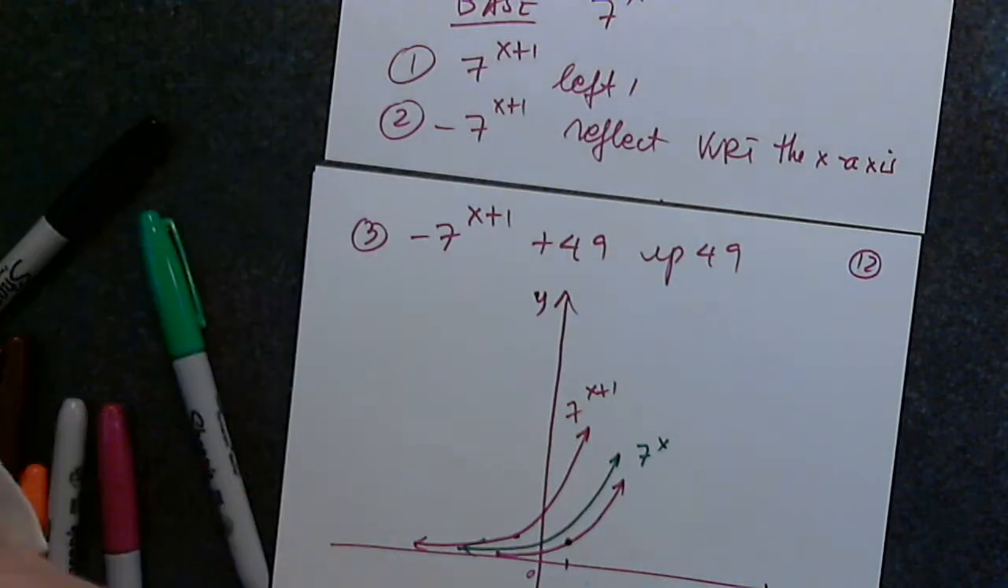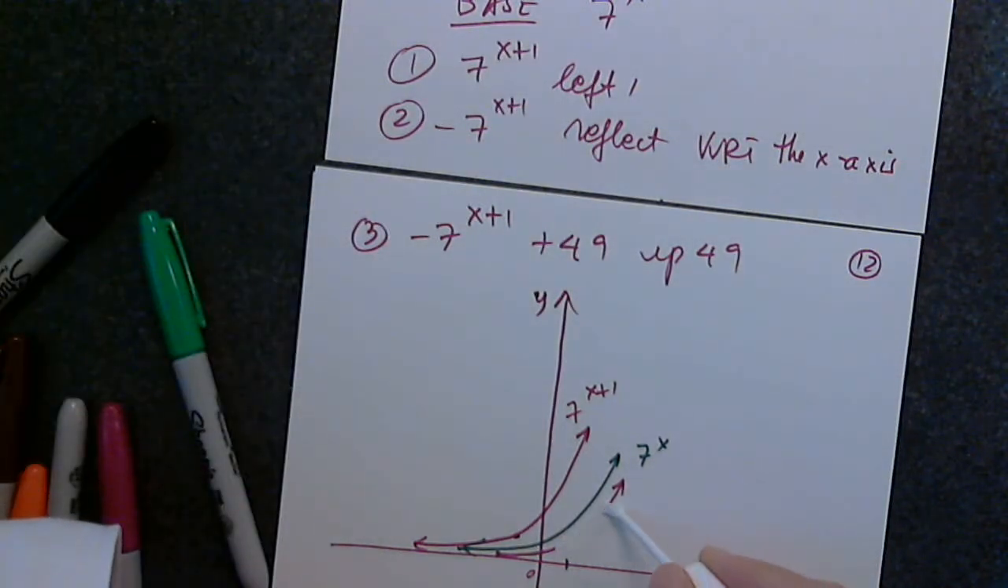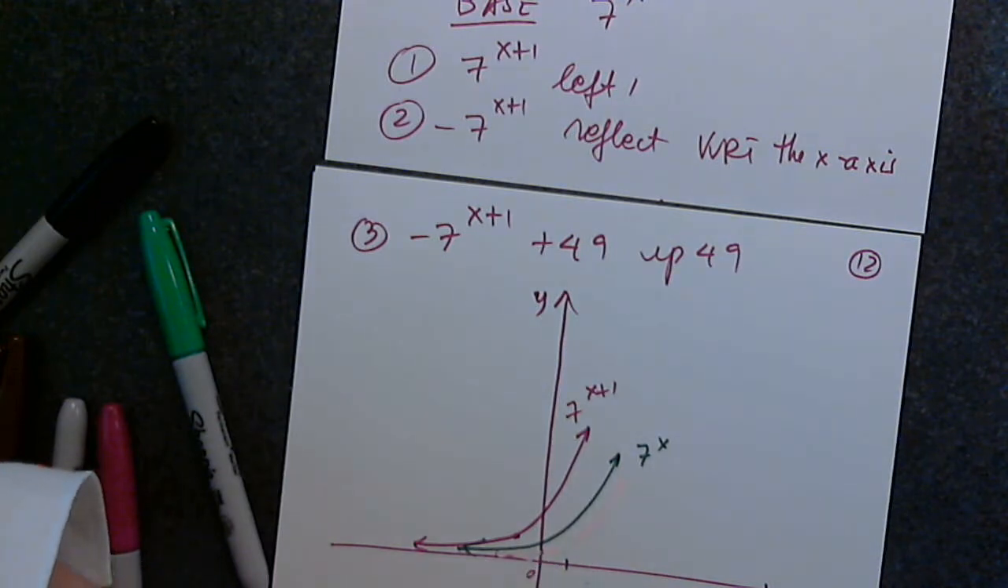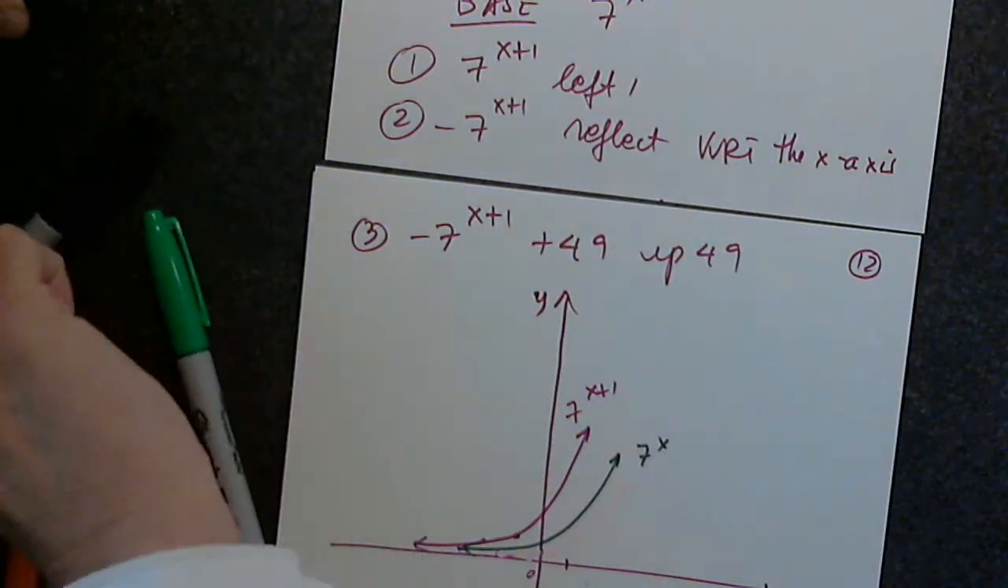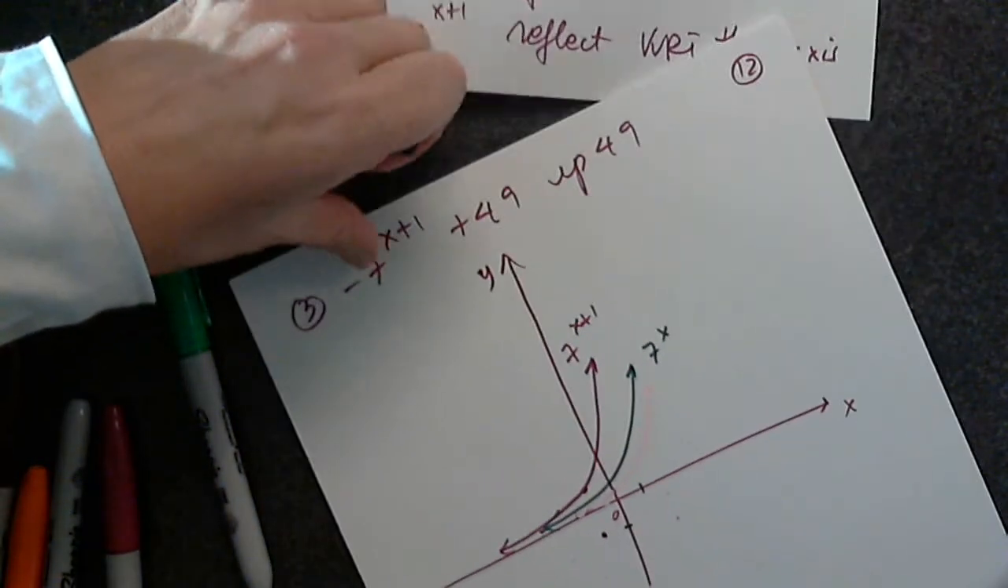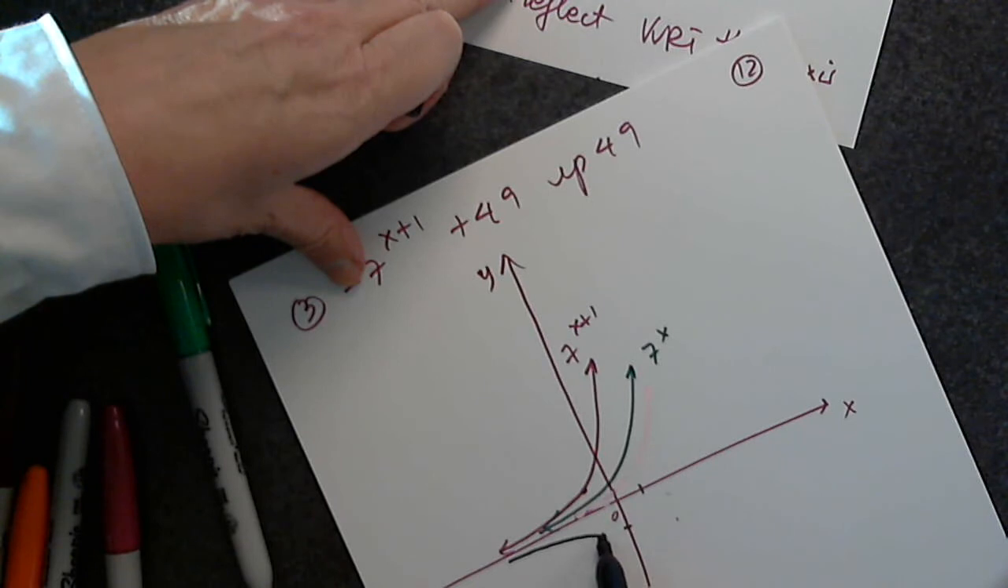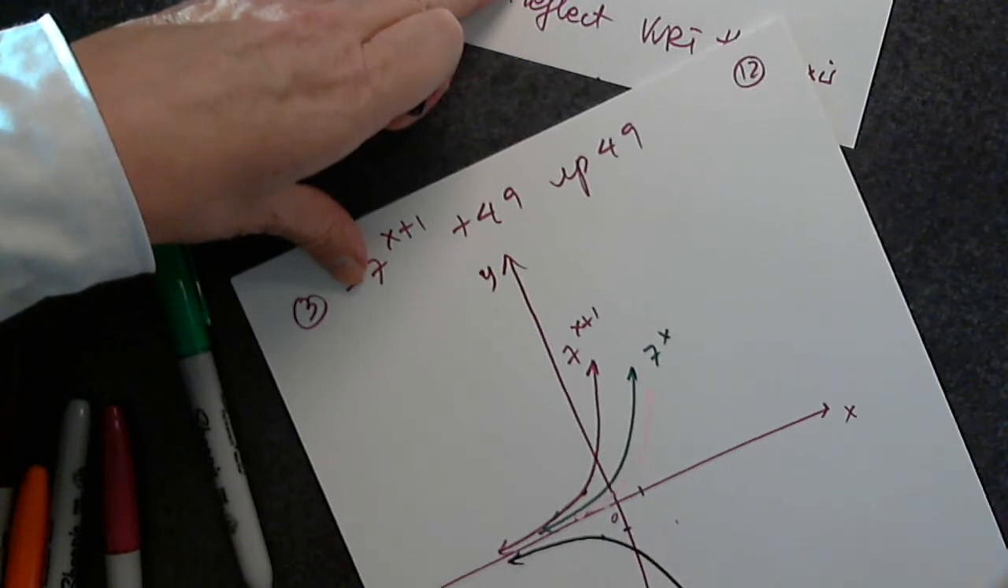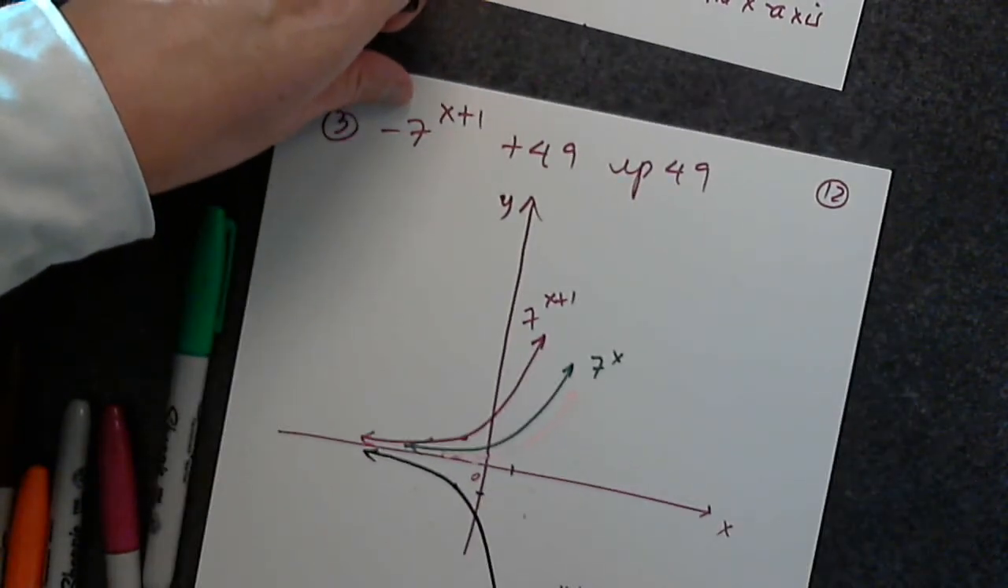Then you said that I have to reflect this with respect to the x-axis. Let's reflect with respect to the x-axis. Good. So this point goes here. So here it is. So this is negative 7 raised to x plus 1.